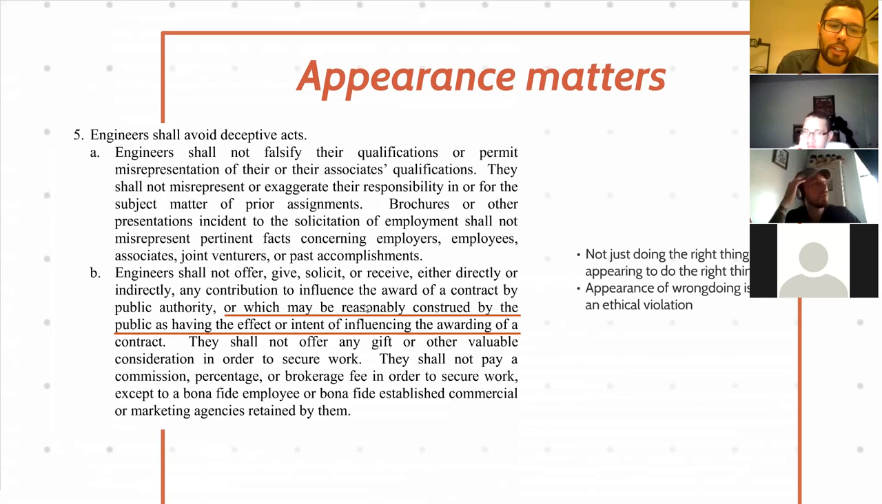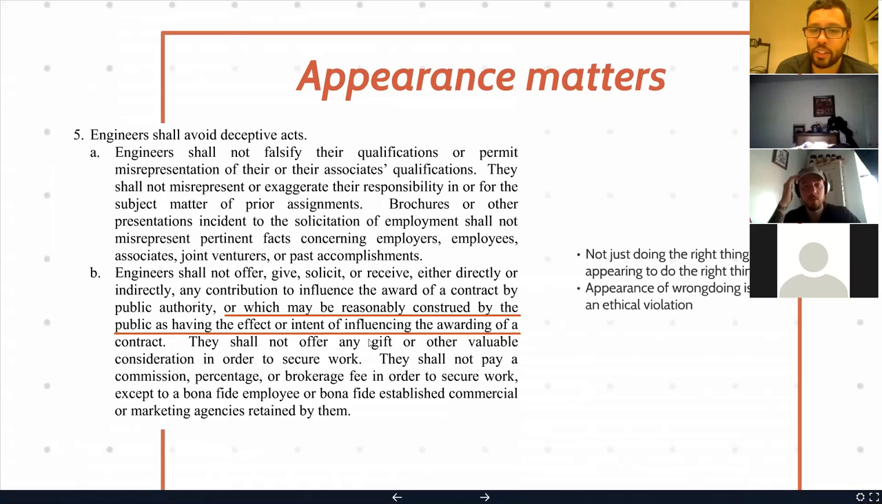These kinds of things are very problematic, right? So even if the gift wasn't the only influence on their decision, the mere appearance of an influence is why you should not accept gifts. So the general policy is that you should never accept a gift from a client, especially if you're a government employee.